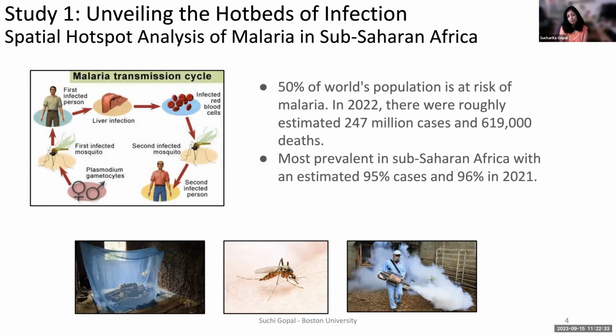So why is this important? It's important because 50% of the world's population is at risk of malaria, and this number is only increasing with warming temperatures and erratic rainfall and so on. In 2022, there were an estimated 247 million cases of malaria and more than 619,000 deaths, according to the WHO. Most of the malaria is prevalent in Sub-Saharan Africa. And I'm explaining to you the malaria transmission cycle. If anybody is interested, I could go into more detail.